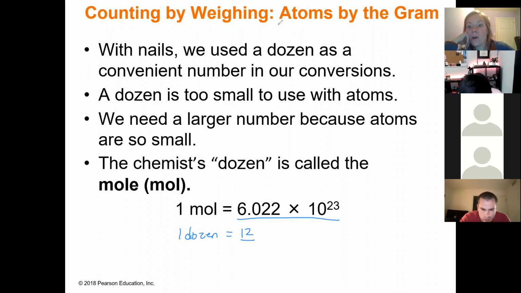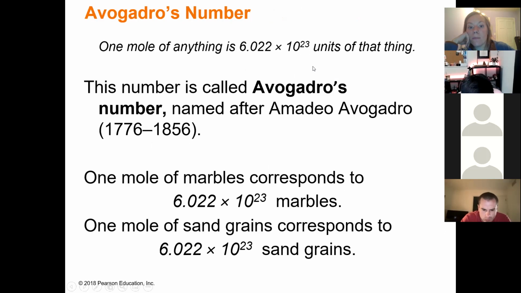Sometimes this number is also called Avogadro's number. Not avocado's number, Avogadro's number. There's a dude named Avogadro who came up with this relationship. And again, we can see how this applies to everyday objects. 1 mole of marbles is equivalent to 6.022 times 10 to the 23rd marbles. 1 mole of sand grains is equivalent to 6.022 times 10 to the 23rd sand grains.